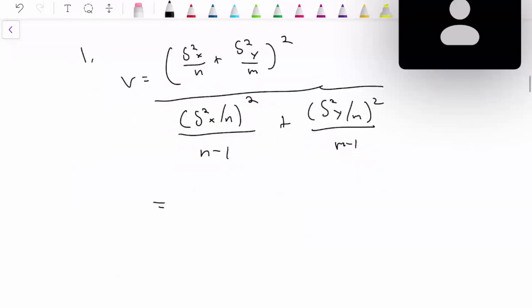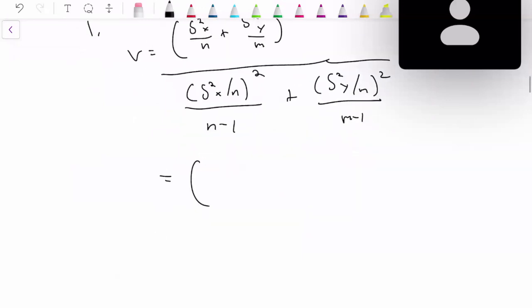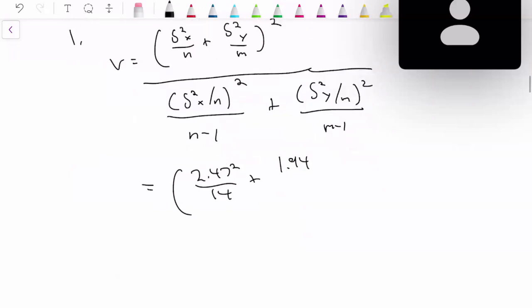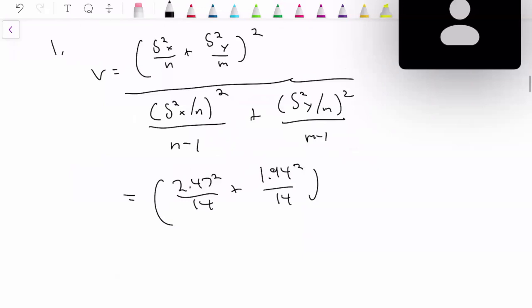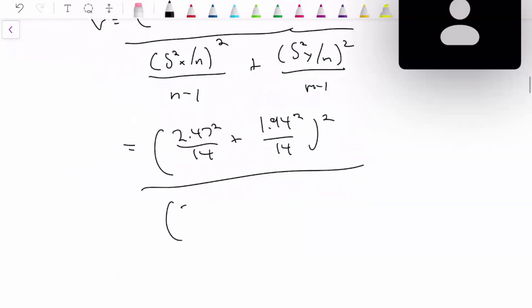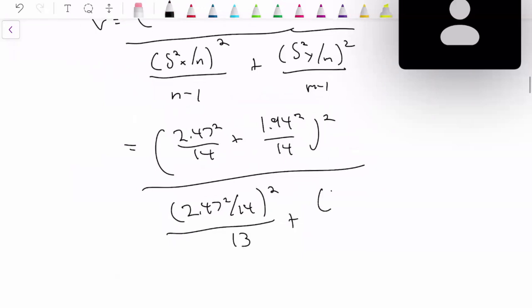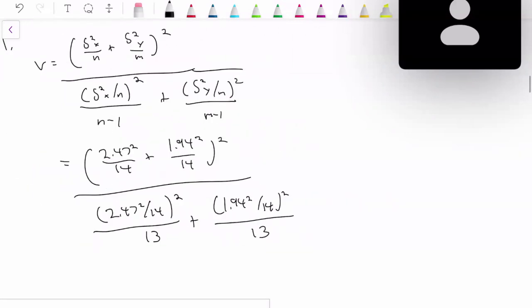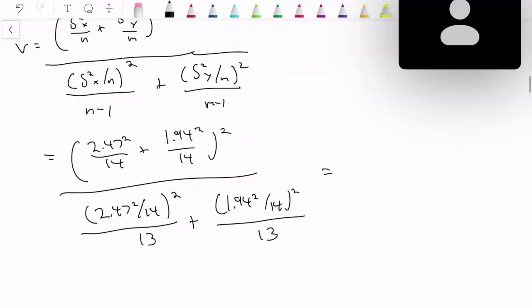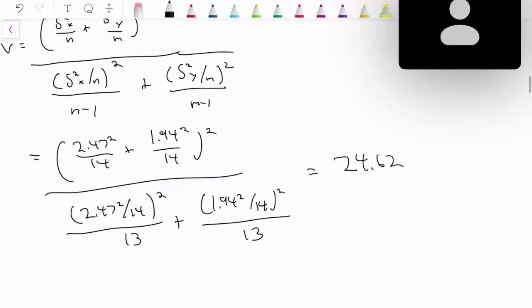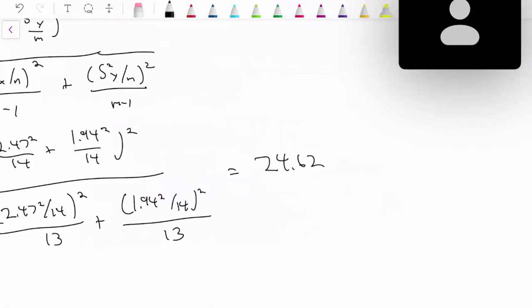So then you're just plugging in numbers. So 2.47 squared over 14 plus 1.94 squared over 14, all squared. So yeah, you just put this big equation into your calculator. You'll get around 24.62. And since it's a degrees of freedom calculation, you'll need to round to the nearest whole number. So let's just say this is 25.